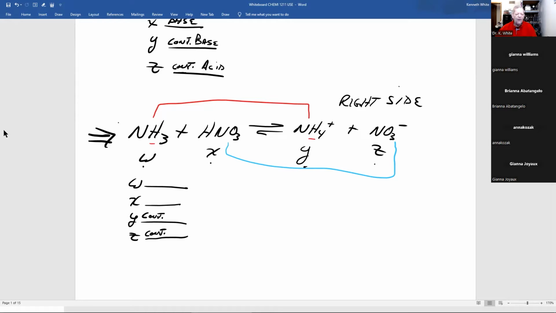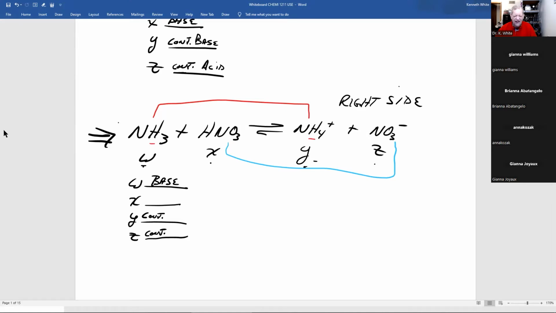Now, when I go from W to its conjugate Y, does it gain a proton or lose a proton? Count hydrogens. Goes from 3 to 4. That means it's gained or accepted a proton. What is a proton acceptor? A base.